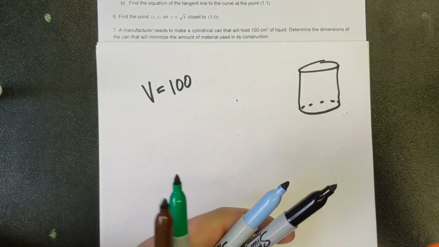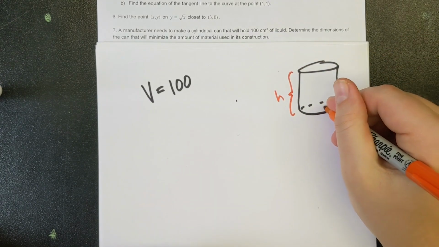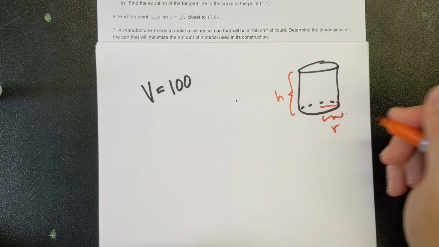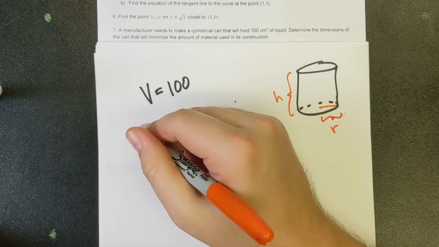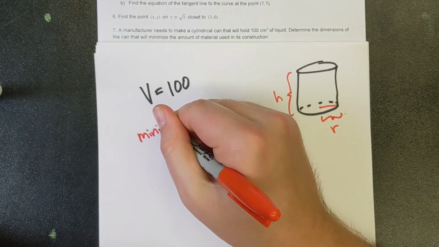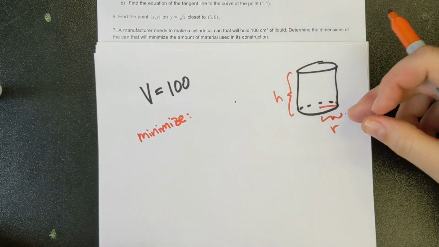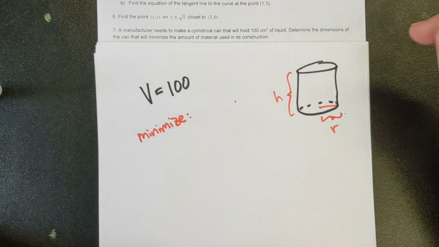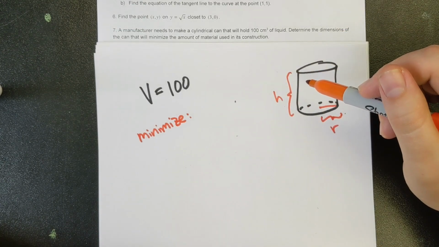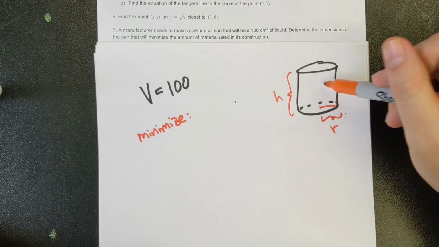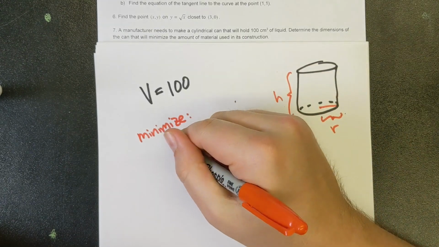And so I should give some names to these dimensions. I call one of them height. And we can call some radius little r. What are the optimal dimensions to minimize, what I want to minimize, the amount of material used, so like the aluminum that's being used to create this can. And so that's not the volume, that's fixed, the volume's 100. It's going to be the surface area. I want to minimize the surface area.